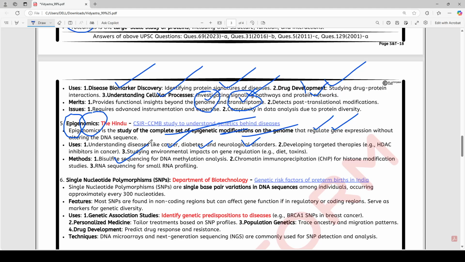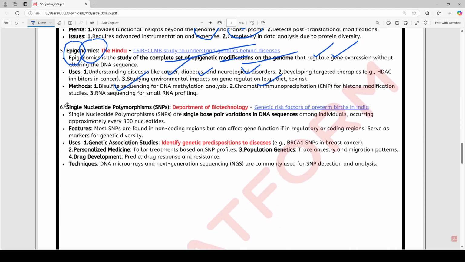UPSC can directly ask this: bisulfite sequencing or chromatin immunoprecipitation. What are these? What are these related to? Recently seen in the news. Now the next one is single nucleotide polymorphism. You need to understand what single nucleotide polymorphism is.